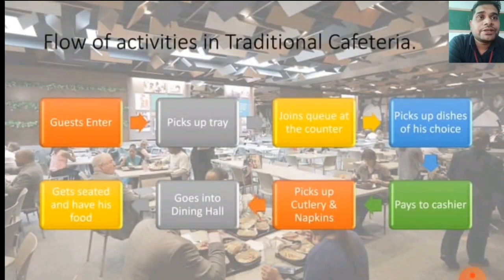Flow of activity in a traditional cafeteria: the guest enters, then picks up a tray, then joins the queue at the counter, picks up the dishes of his choice, gets seats, goes into the dining hall, picks up cutlery and napkin, has the food, and pays the cashier.